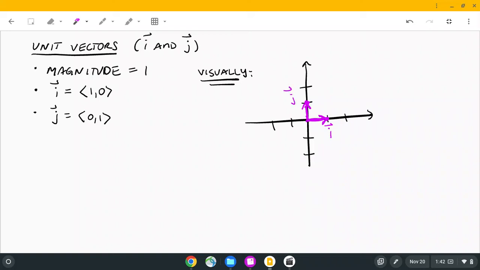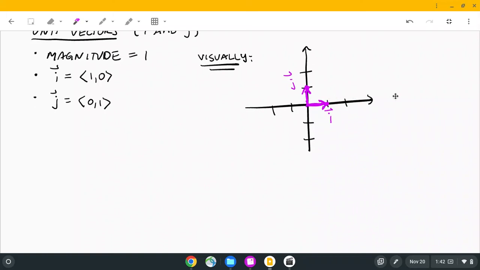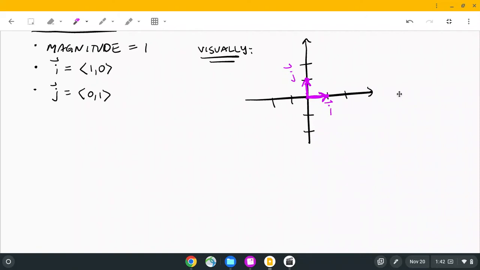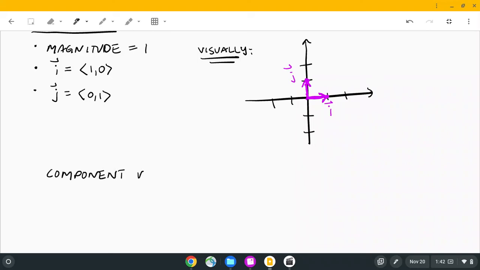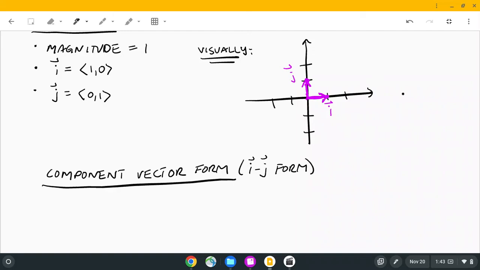Okay, and now that you know scalar multiplication and addition, we can take a look at the ij form of a vector. Okay, so let's take a look at that. All right, so component vector form. So that's that ij form. Component vector form. This is also that ij form.